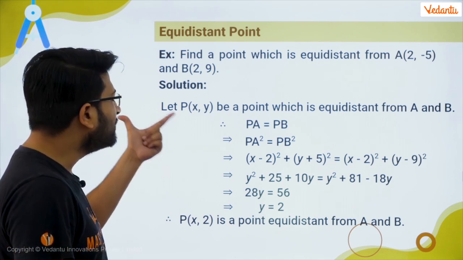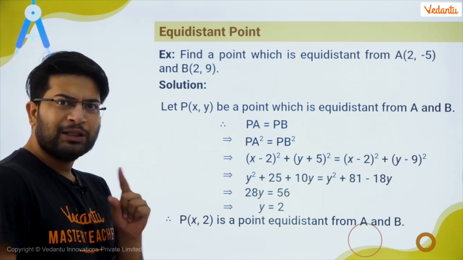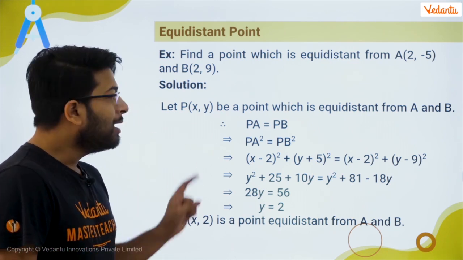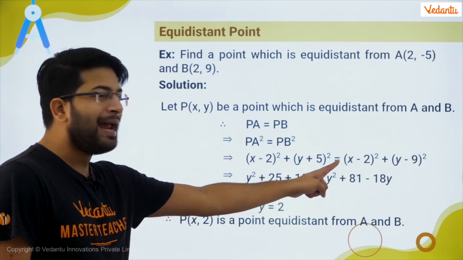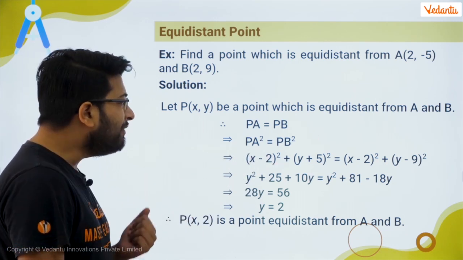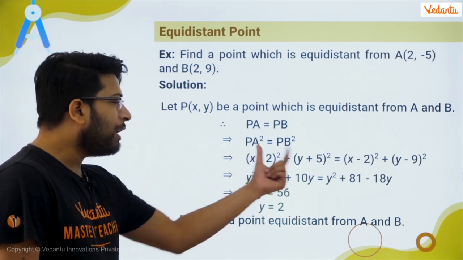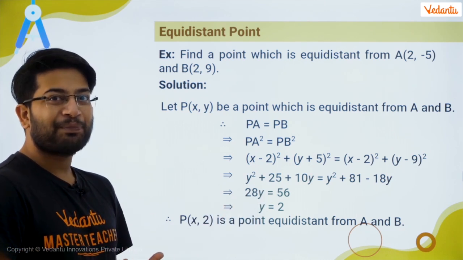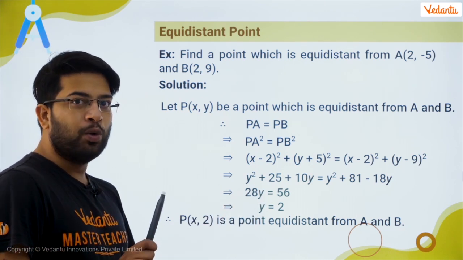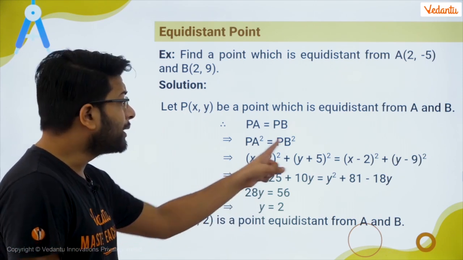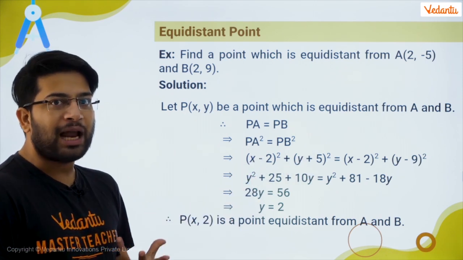And we have assumed the coordinate of P also. So we can apply the distance formula. After applying the distance formula, (x minus 2) whole square will get cancelled out. So I will be left with y square cancel out. I will be left with y is equal to 2. Now y is equal to 2 and x could be anything. Why? Because the terms of x are getting cancelled out.